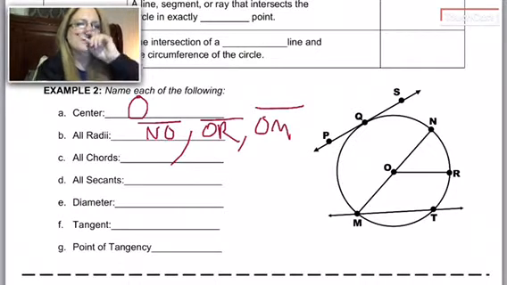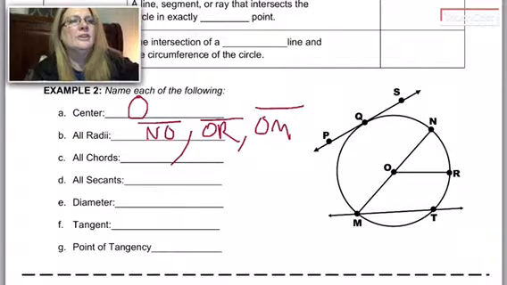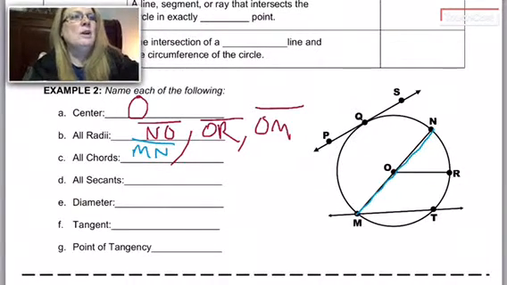Now the chords are, well, let me use a different color. The longest chord here is a diameter, MN. But we also have this chord right here. Now this is kind of, let me show you.